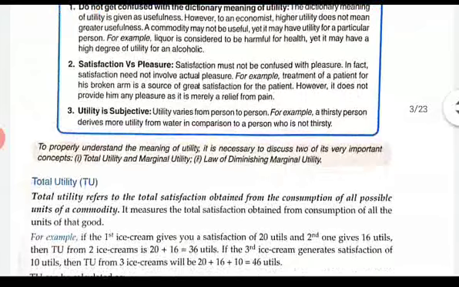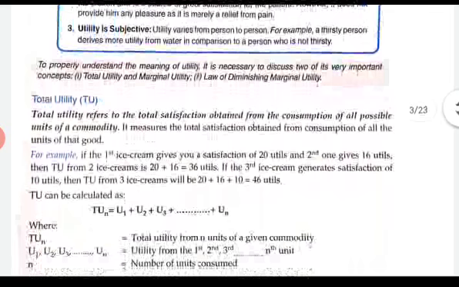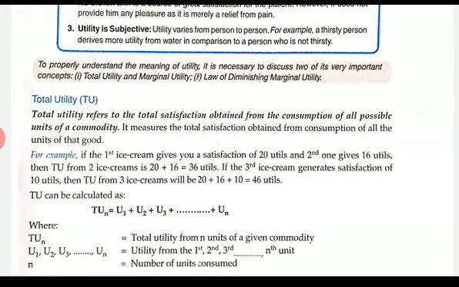To understand the meaning of utility, it is necessary to discuss two of its very important concepts. First is total utility and marginal utility. Another is the law of diminishing marginal utility. First we will focus on total utility and marginal utility. So first we will see what total utility is. Total utility refers to the total satisfaction obtained from the consumption of all possible units of a commodity. It measures the total satisfaction that is obtained from the consumption of all the units of that good.